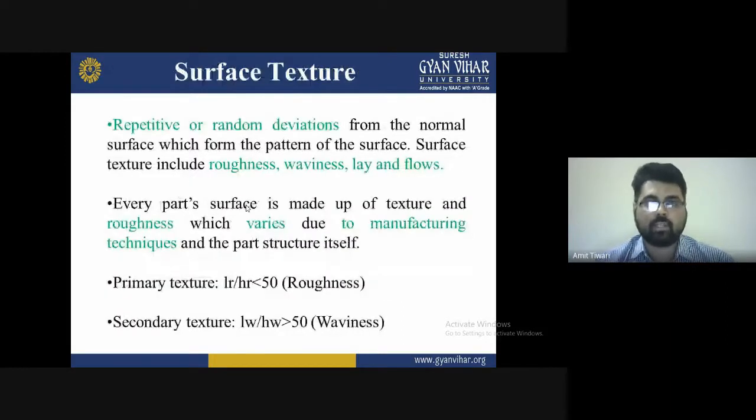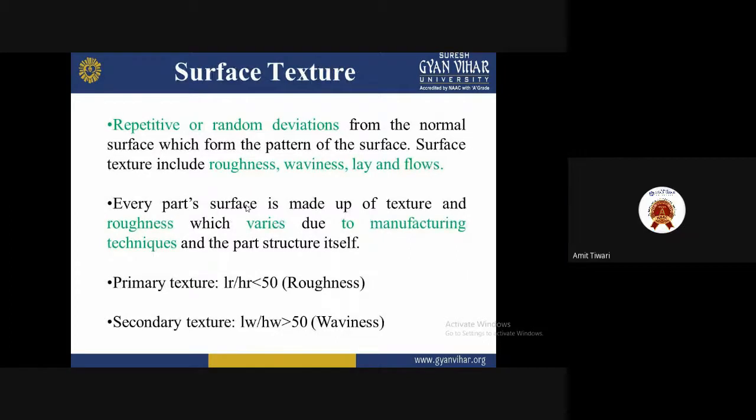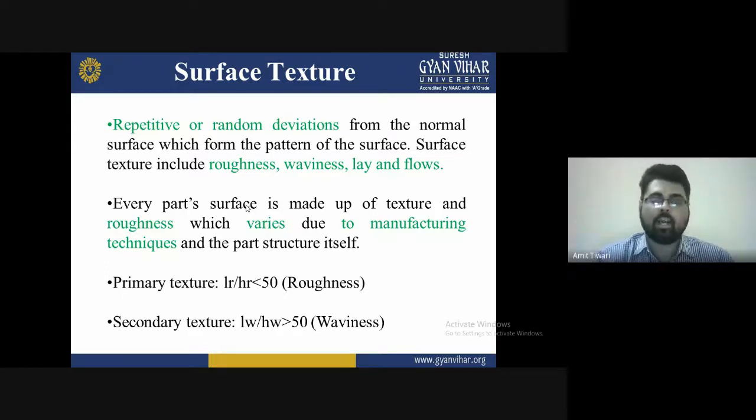Now, surface texture. Surface texture is indicated by repetitive or random deviation from the normal surface, which forms the pattern of the surface. Surface texture includes roughness, waviness, lay, and flow. We can say it is an irregularity, a random deviation of the surface from the normal surface, which forms the pattern of the surface.